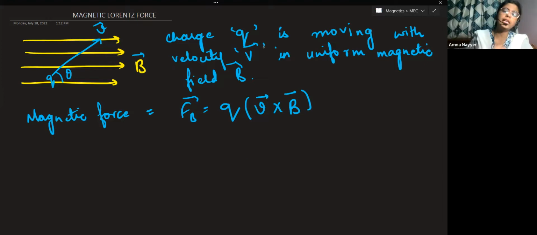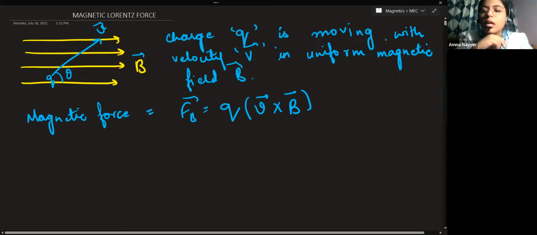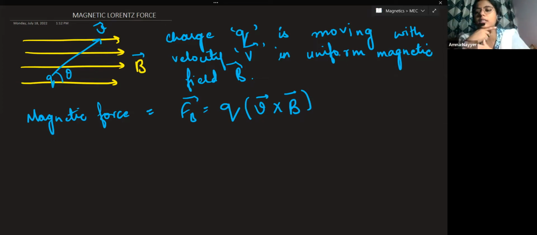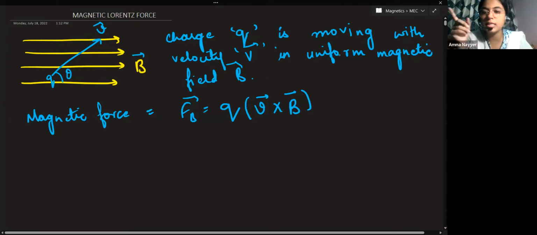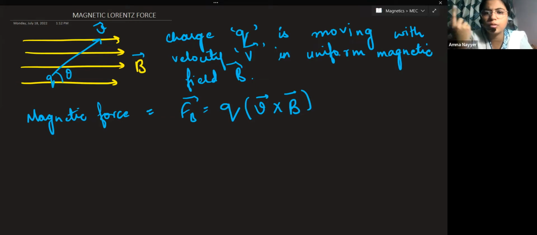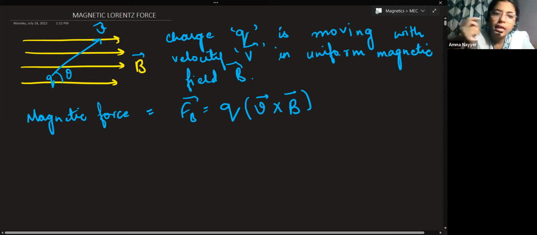Just tell me one thing, class. If it is v cross B, when I open the cross product, will it be vB cos theta or vB sin theta? Which trigonometric component? Sin theta. Whenever we have a dot product, like F dot S, force dot displacement, what do you write? F S cos theta. Here in this case we have the magnetic force, and there is the cross product.